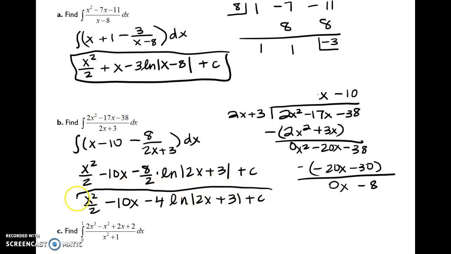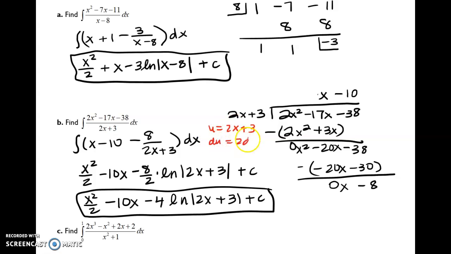There's nothing wrong with writing out the u sub there. You can if you want, but it's best to get in the habit of not having to write it out. So what I would do is u equals 2x plus 3, du equals 2 dx, divide by 2. That's where this divide by 2 is coming from. And then I would have 8 over u that I'm integrating, which would be natural log absolute value of u. So that's where that came from.